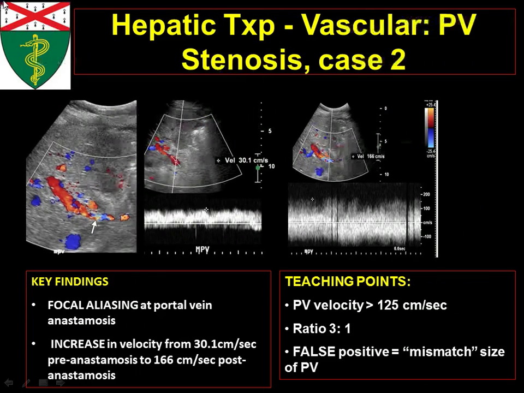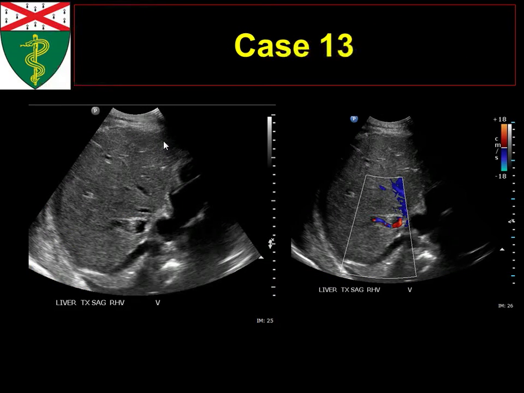And this is just another case showing the same findings. An area of narrowing, velocity jumping from 30 to 170. Portal vein stenosis over here. What about this one? Maybe a little bit difficult to see, but I'll help you out. We're interrogating the right hepatic vein over here with grayscale and color imaging.